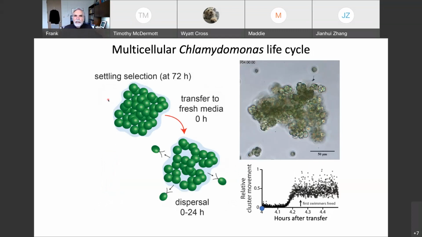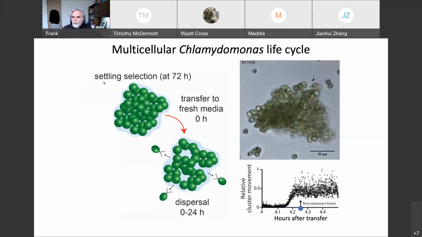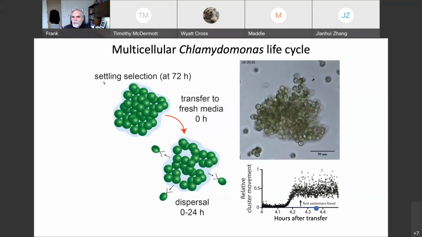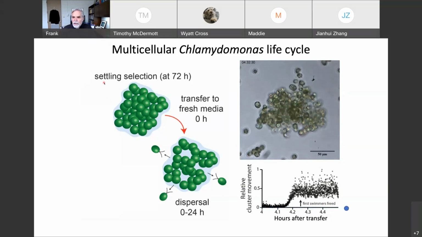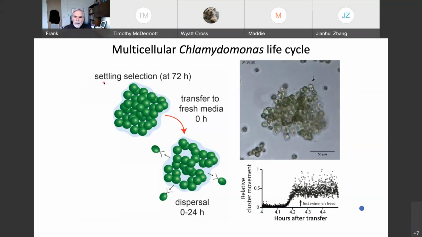never got multicellularity in the absence of settling selection, and in 1 out of 10 replicate populations, they got this startling result that was published some years back in Nature Communications. They evolved multicellular Chlamydomonas that had their own life cycle. So here you have this large cluster that will disperse by the single cell propagules, and these single cell propagules will go on to found their own colonies.